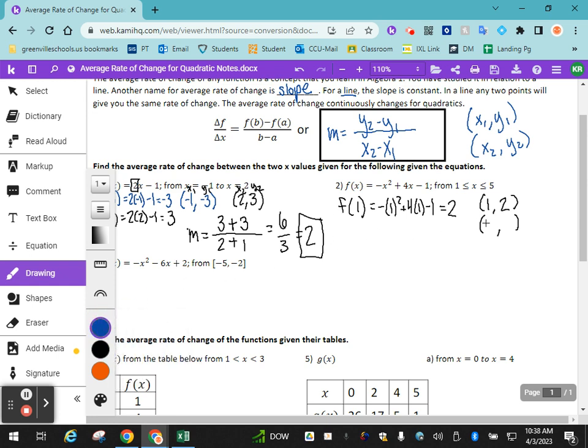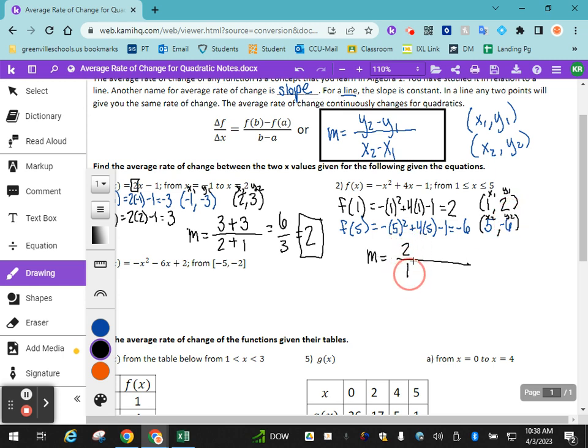Right? And then we'll do the 5. So f of 5, -5 squared is 25. So -25 plus 4 times 5 is 20. So -25 plus 20 is -5. Minus 1 should be -6. And now that you have your 2 points, you can use the slope. Again, it does not matter which point you say is x1 and y1, as long as they line up.